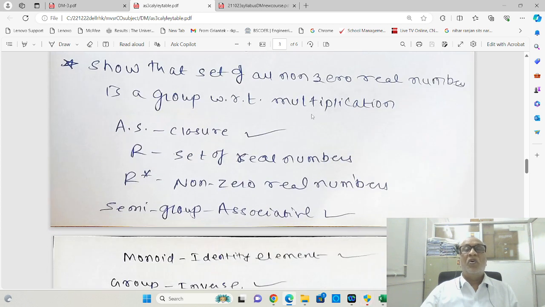Let us take a small example here. We have non-zero real elements. How do we represent real elements? R. And how do we represent non-zero real elements? R star. So we have to check whether it is a group or not with respect to the multiplication operation. So our binary operation here is the multiplication operation.